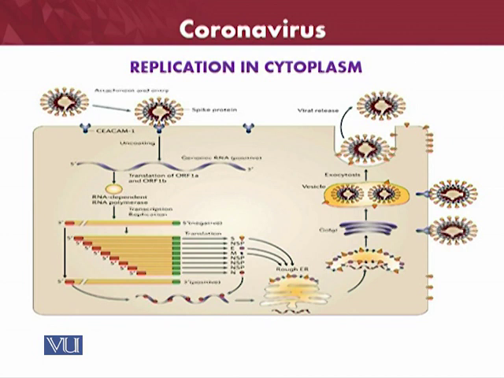First of all, the attachment and the entry inside the host. The receptors are there, and the S protein, these are the S proteins. The S protein is going to attach with the receptors, the spike proteins, and then it will go inside the body. After going inside the body, it will be uncoated there, and genomic RNA will be released in the cytoplasm.